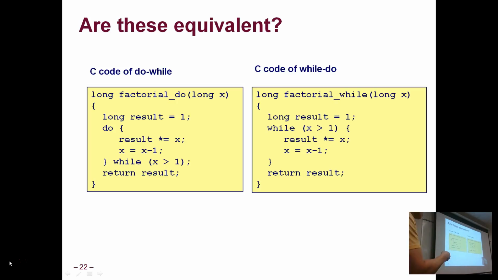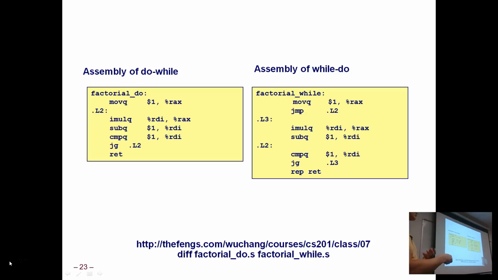Because here, you're always executing this. Here, you only execute this if x is greater than 1. So they're actually functionally different. So if you have written this, the compiler will definitely give you this.